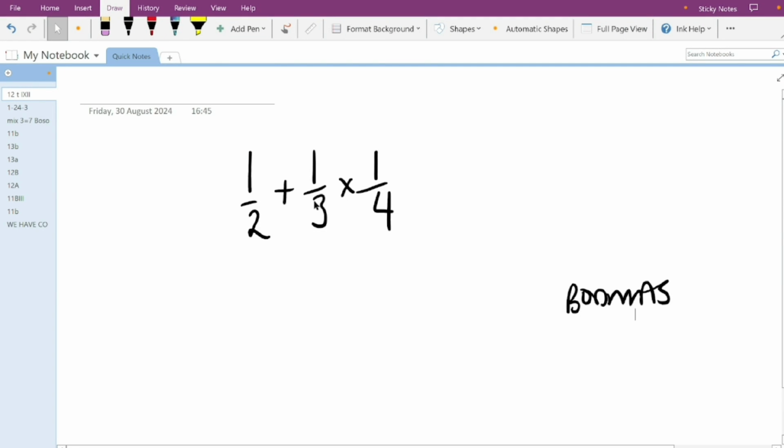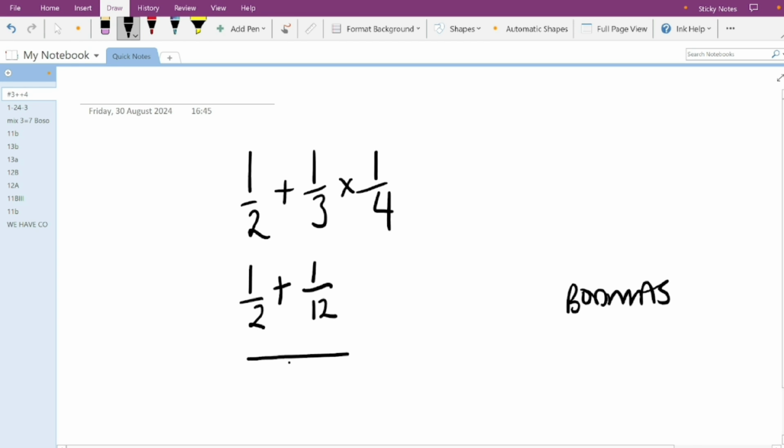1 over 2 plus 1 over 3 times 1 over 4. Like we know, we have to multiply before we add. That's BODMAS. So we have to multiply these two before we add. So we'll go on and multiply first. So we have 1 over 2 plus, you multiply 1 times 1 is 1, then 3 times 4 is 12.